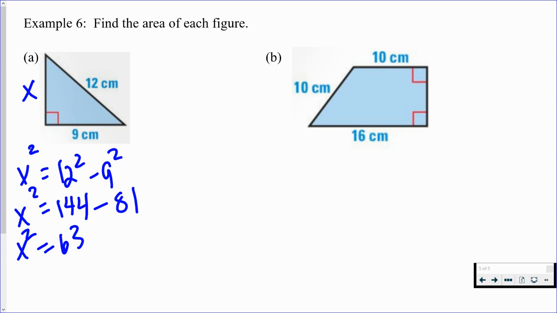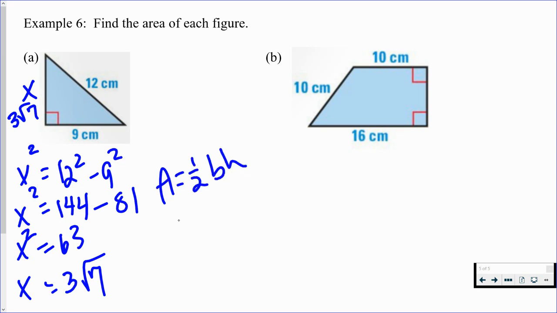Let's think about simplifying the square root of 63. 63 is 9 times 7. So if we take out the square root of 9, which is 3, and leave a 7 inside, we now know that this side up here is 3 square roots of 7. Okay, area formula. Area of a triangle is 1/2 times the base times the height. So 1/2 times 9 times 3 square roots of 7.